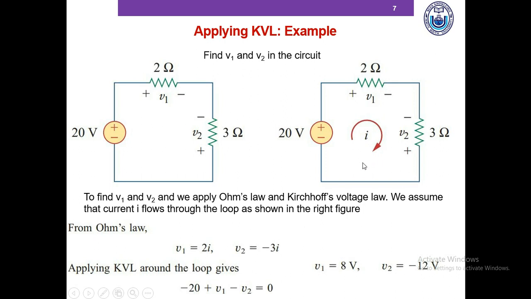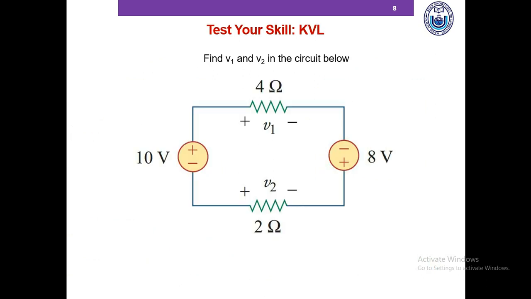Now if we apply KVL here, we get minus 20 plus V1 minus V2 equals 0, and then if we just replace the values of V1 and V2 from these two equations to here, we get V1 and V2. So hopefully you have a clear idea how to apply KVL here. So please pause this video and try to solve this problem using KVL.